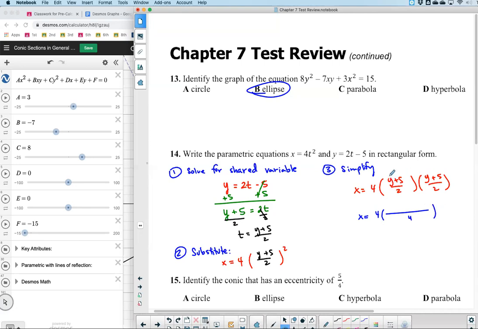Let's see, for the top, we need a FOIL here. I'm going to FOIL this in the numerator. Y times y is y squared. Y times 5 is 5y. 5 times y is 5y. 5 times 5 is 25. You can see the 4 multiplying and the 4 dividing will simplify out of there. And so our final solution would be y squared plus 10y plus 25.